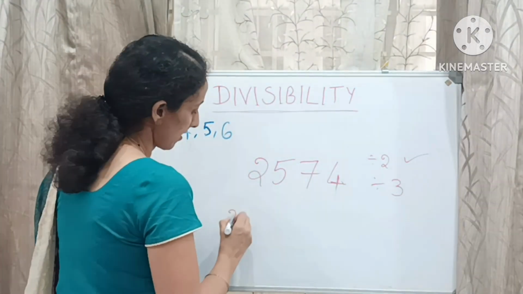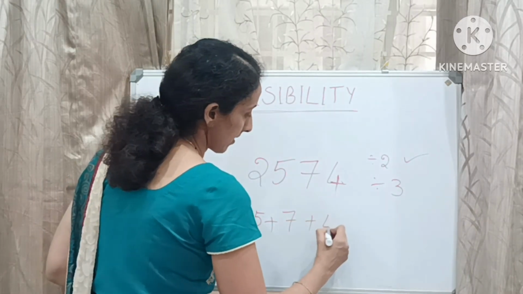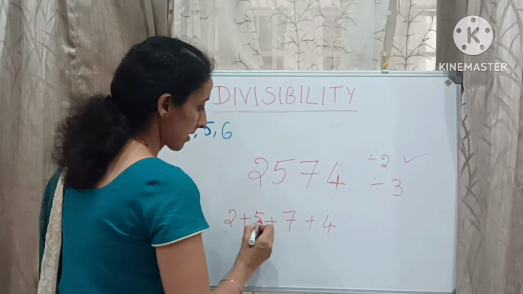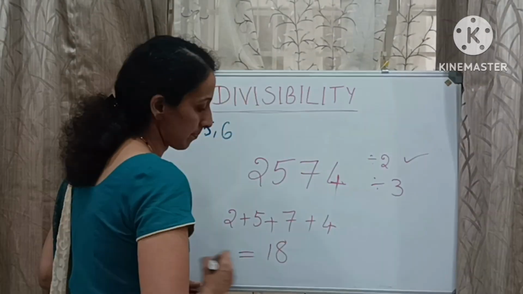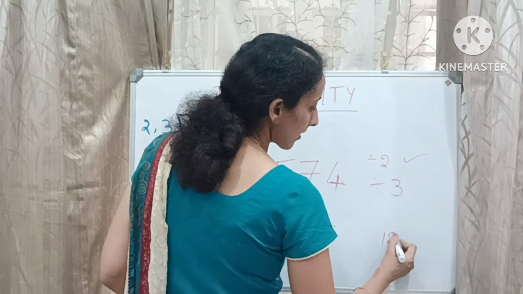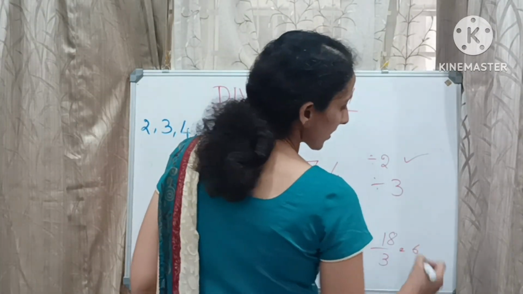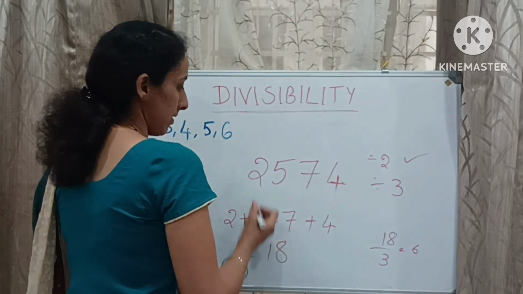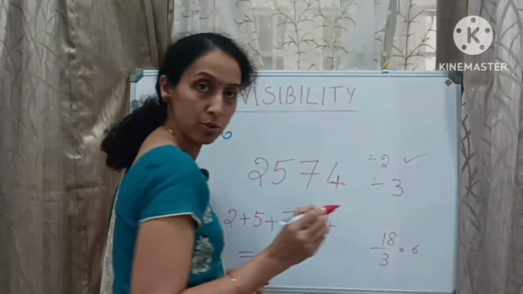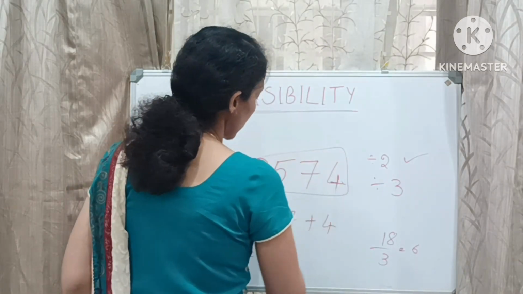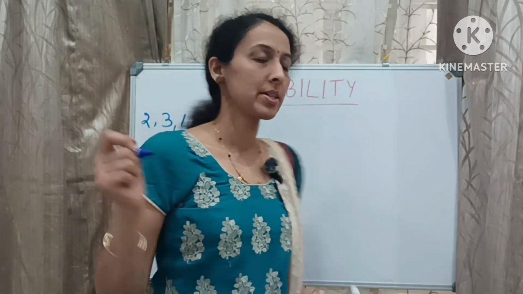Let's add the digits. 2 plus 5 plus 7 plus 4. 7, 7, 14 plus 4 is 18. 18, 1 plus 8, 9, or 18 divided by 3 is 6. So, 2574 is divisible by 3, divisible by 2. That is why this entire number is divisible by 6. Let's see divisibility by 7.